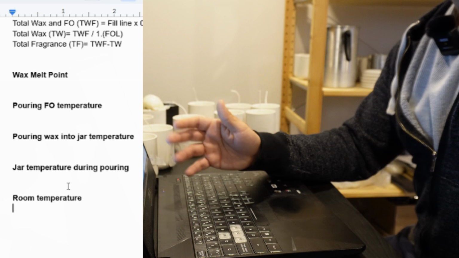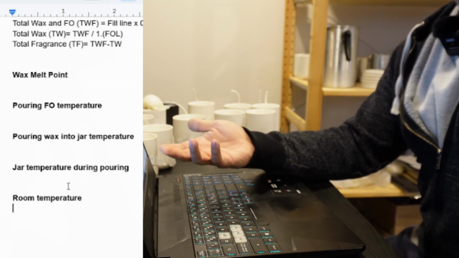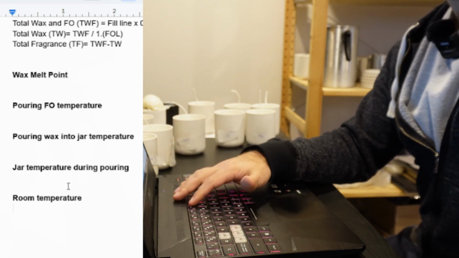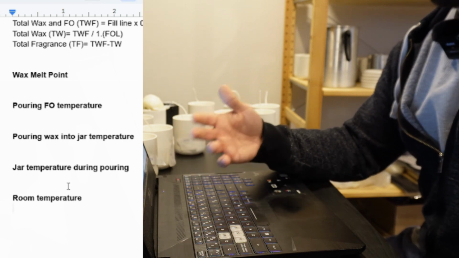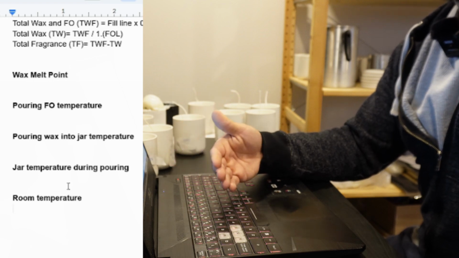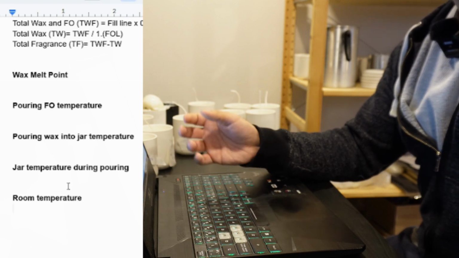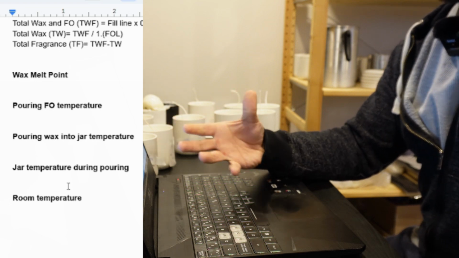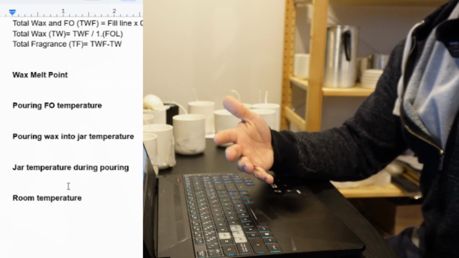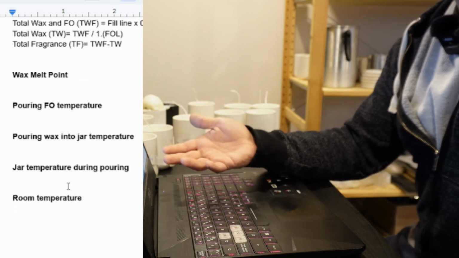Room temperature might seem a bit of a weird one, but I think it does matter from everything that I've read. If you have the wax curing, for example, in a cold room, or a breeze is blowing on the side of the jar, or you left it by a very hot stove, you might get, for example, wet spots or uneven tops from this.